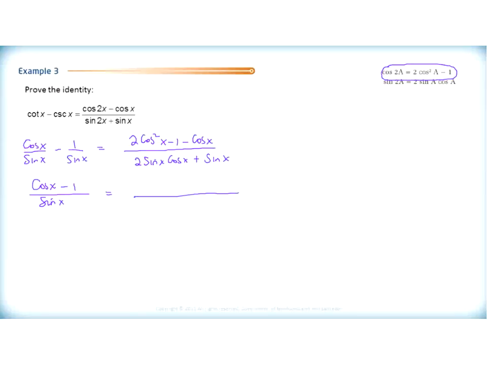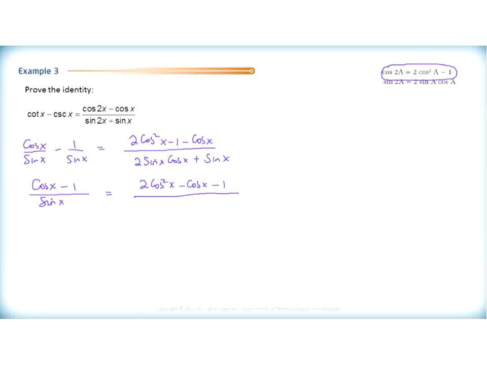Well, maybe if we took our numerator here and rewrote it as 2 cosine squared x minus cosine x subtract 1, we may be able to factor that in order to simplify it. Let's see if we can factor 2 cosine squared x, subtract cosine x, subtract 1.